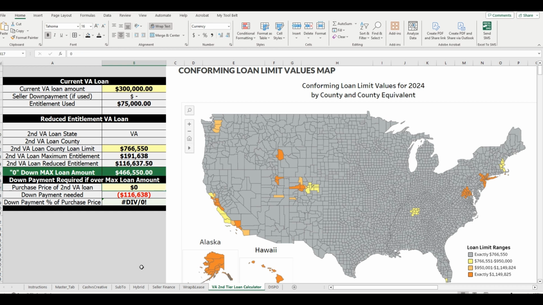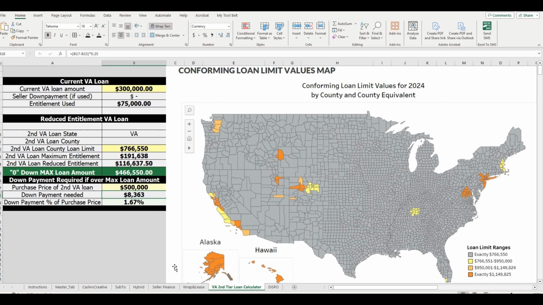Now, if they happen to want a property that's more than that, let's say they're looking at a property that's $500,000, then they would simply have to make up the difference on the down payment that the VA loan program does not cover. In this case, the seller would have to bring $8,000 to the table to cover that remaining difference, which is honestly a really good deal.